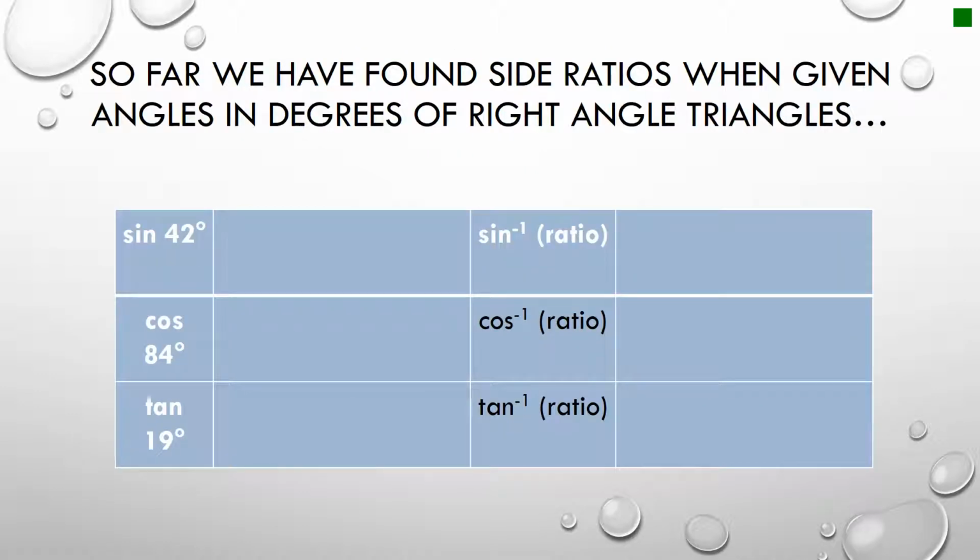Okay, so here's our top table. Let's start by finding sine 42, cos 84, and tan 19. Those are just finding, like we were doing before, no inverse, we're just finding what the ratio is. So these are what you should get for the ratios. And once you get that, I want you to practice using the inverse sine, cos, and tan, to see if you can get the angles again. So you should be getting the same angles. If not, again, please ask me.